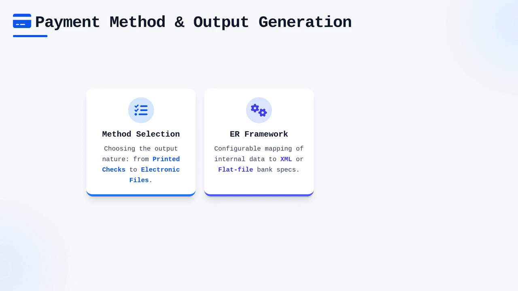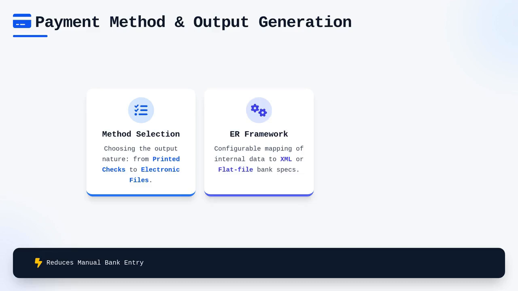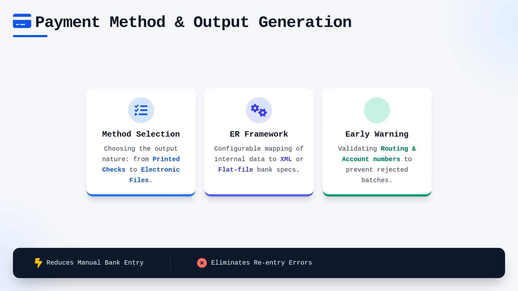This electronic integration is a hallmark of the modern finance module, as it significantly reduces the time spent on manual bank entry and eliminates the common mistakes associated with data reentry. When you trigger the generation of these files, the journal entries are validated against the bank payment format requirements to ensure that all necessary information, such as routing numbers and account details, is present. This validation essentially acts as an early warning system, preventing rejected batch files and unnecessary delays in vendor relations.